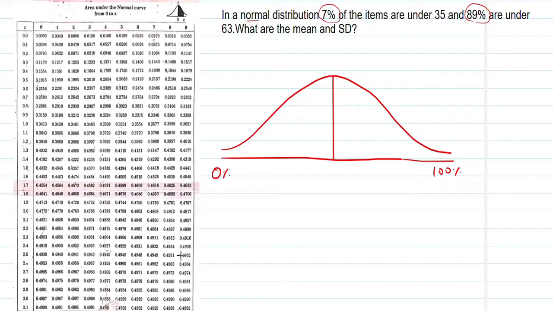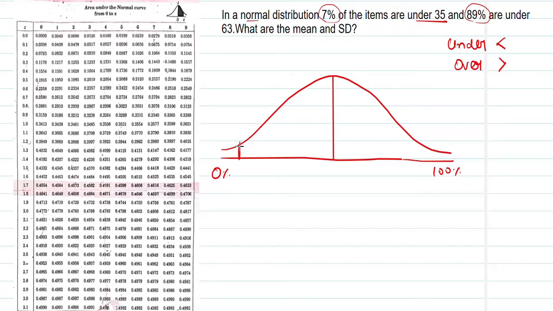Now we will see the first data which has been given to us. We have been told that 7% of the items are under 35. You have to keep in mind that whenever we see the word under, we go for the lesser than portion, and whenever we see the word over, we go for the greater than portion. So now we have been given under. Beginning with 0, I need to find 7%.